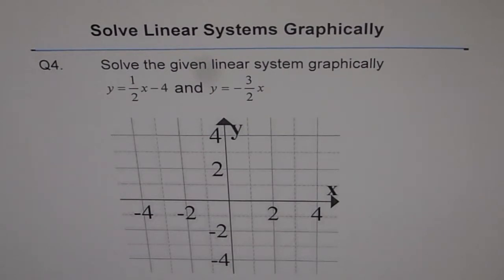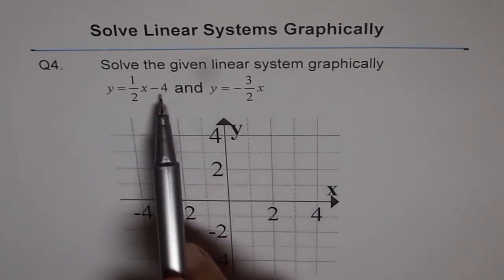So I've taken this example with fractions, and let me assure you this is the only example with fractions. I don't want to scare you, but it's not very difficult to draw a line even when fractions are involved. Well, the good thing for us is both the lines are in slope-intercept form, so sketching them is kind of simple.